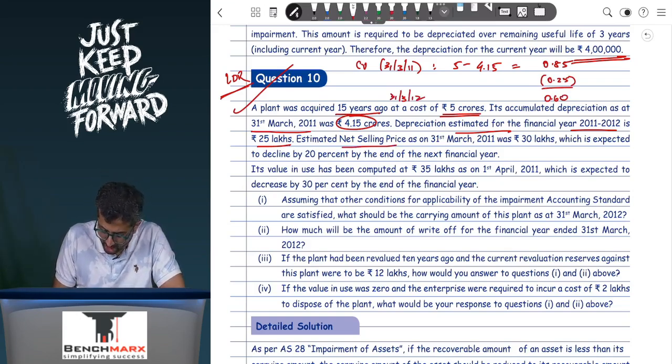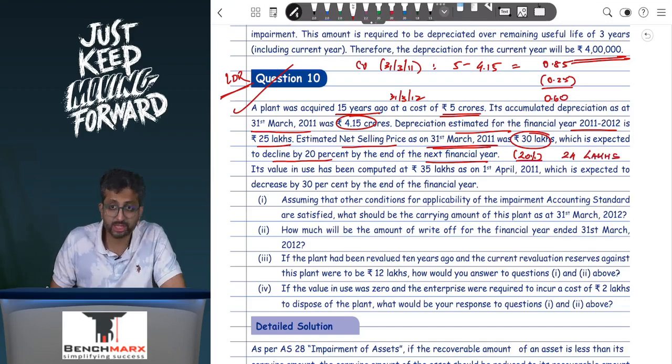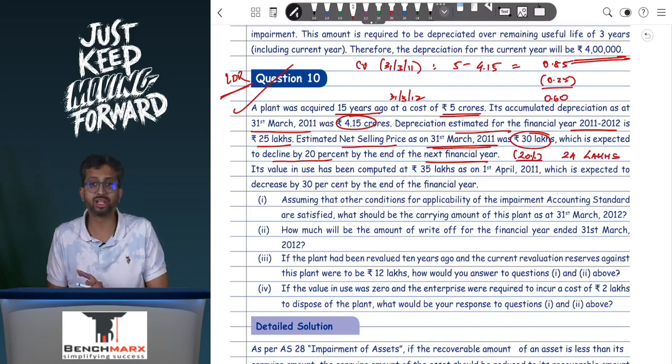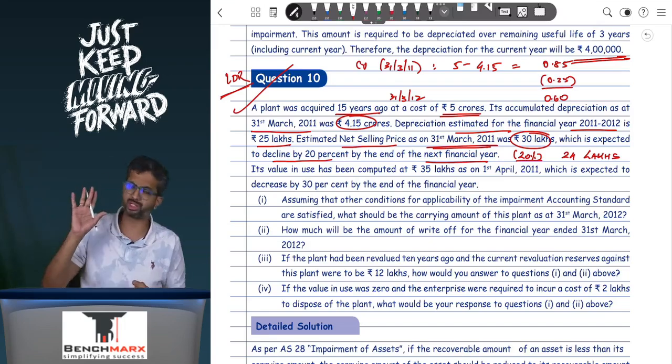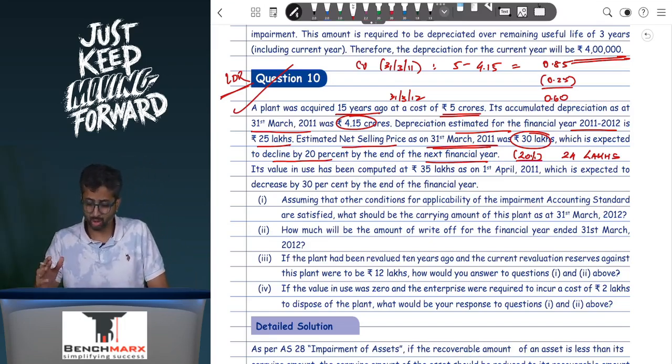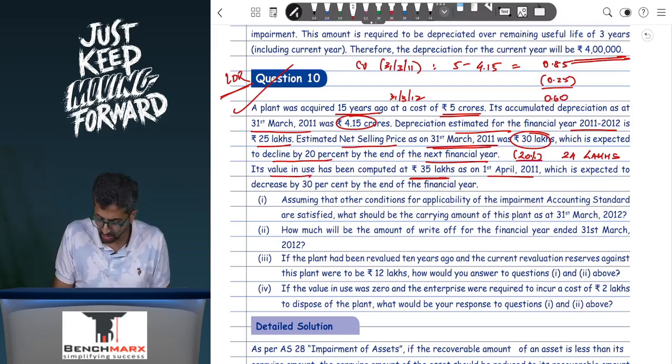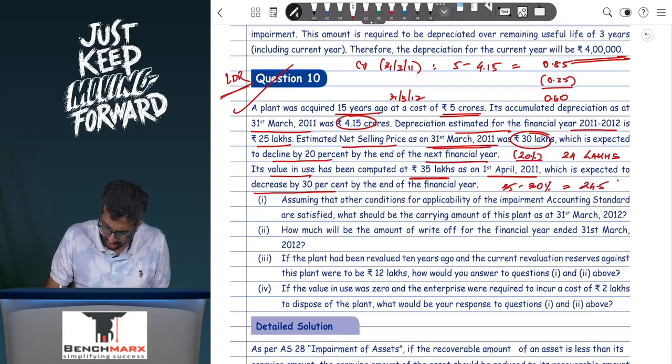Estimated net selling price as on 31st March 11 was 30 lakhs, which is expected to decline by 20% at the end of the next financial year. So this is 30 lakhs minus 20%, which will come to around 24 lakhs or 0.24 crores. The institute has implicitly assumed that the impairment testing is to be done on 31st March 2012. They could have done it on 31st March 11 as well because the data is there, but the institute has done all the working on 31st March 12, so we will also follow the same pattern. Its value in use has been computed at 35 lakhs on 1st April 11, which is expected to decrease by 30%. So 35 lakhs minus 30% will come to probably 24.5 lakhs.